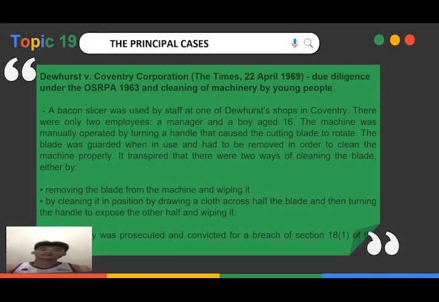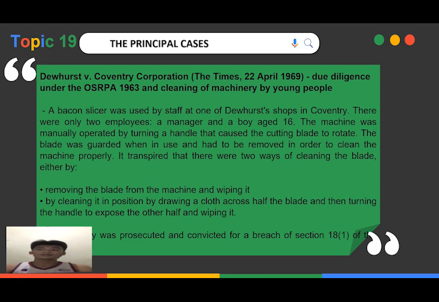Irs8 v. Coventry Corporation, The Times, April 22, 1969. Due diligence under the ORSPA 1963 and cleaning of machinery by young people. A bacon slicer was used by the staff at one of Jewer's shops in Coventry. There were only 2 employees, a manager and a boy aged 16. The machine was manually operated by turning a handle that caused the cutting blade to clean the machine properly.